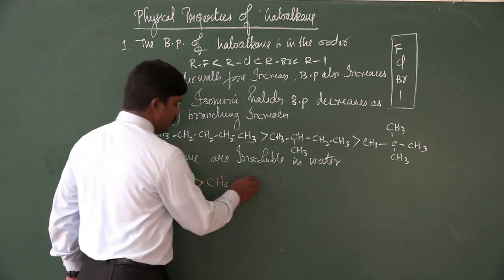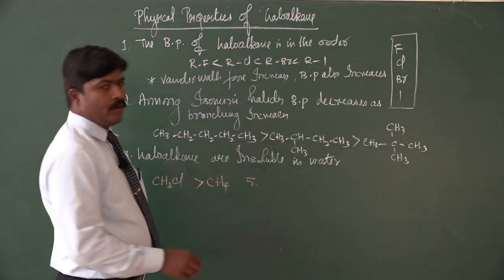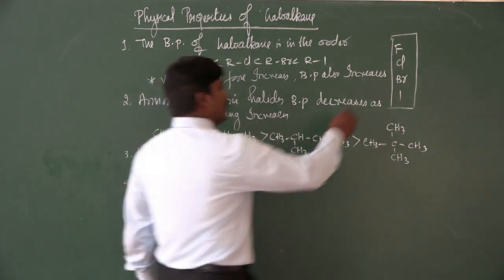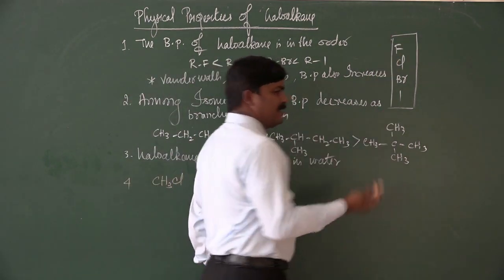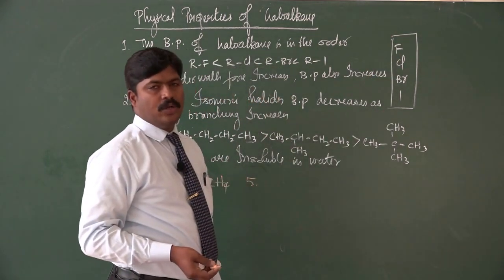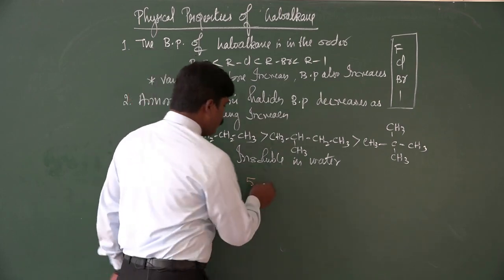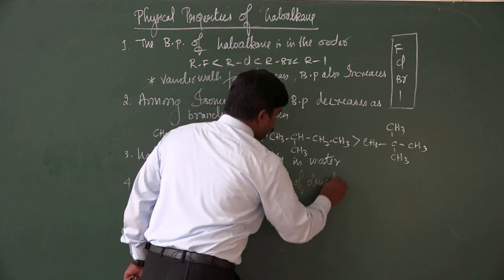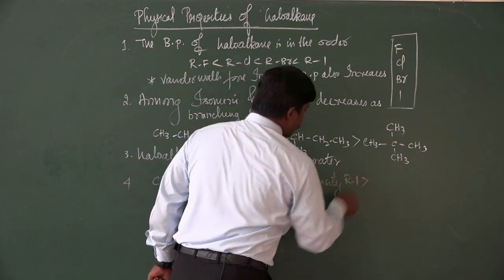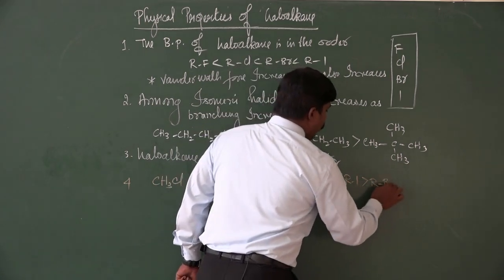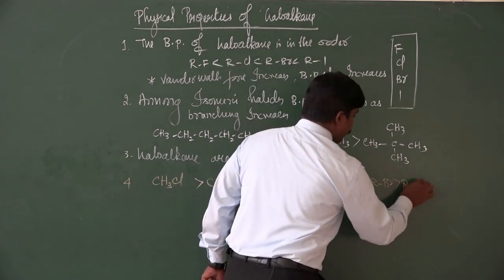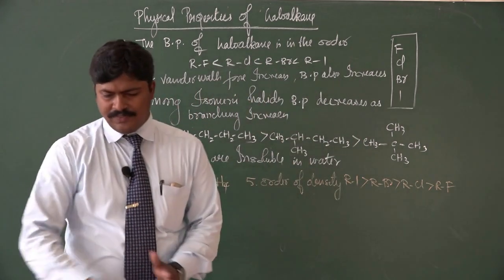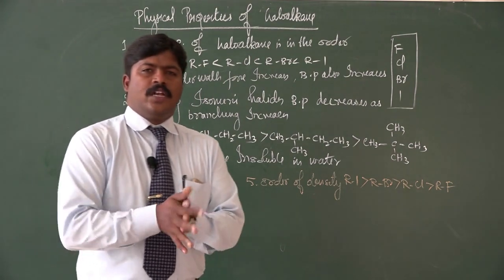The fifth point, the last point, is density. As we move down the group, the molecular mass increases, and as mass increases, density also increases. That means the order of density is RI > RBr > RCl > RF. This is the order of density, a physical property of haloalkanes.